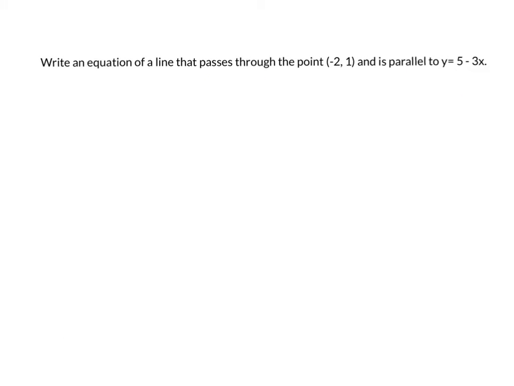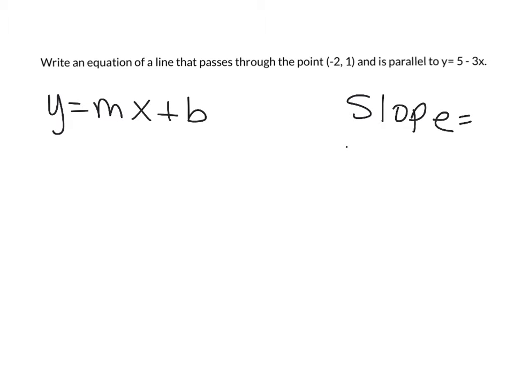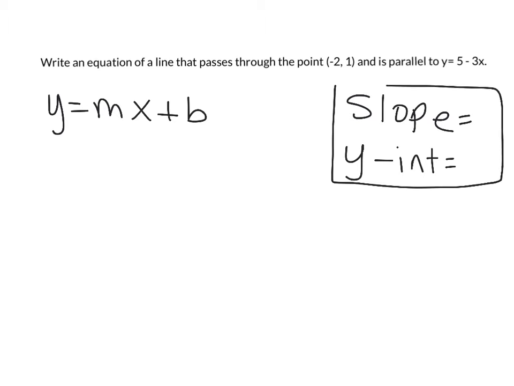All right, so let's try this one right here. Write an equation of a line that passes through the point -2, 1 and is parallel to y equals 5 minus 3x. So again, we always know that we're looking to write our equation in the form y equals mx plus b. We need to find a slope and a y-intercept, and that's all we need if we have those. Otherwise, if we don't have both of those, we need an x and a y, and we can use those to find the missing piece.